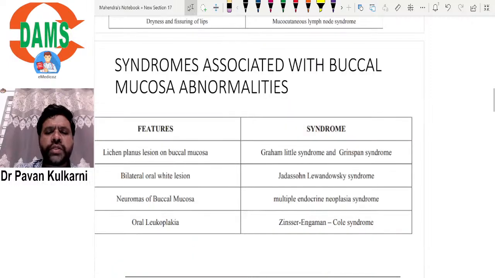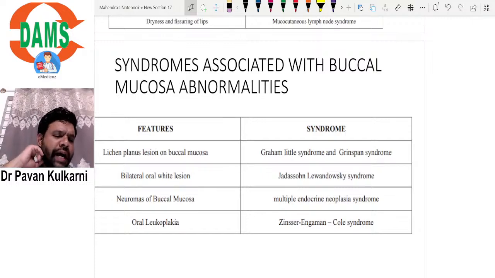Now, what are the syndromes associated with the buccal mucosa abnormality? Buccal mucosa bilateral lichen planus is associated with two syndromes. One is Graham-Little syndrome. Remember, there is one syndrome called as Graham-Little syndrome, where the patient can have bilateral lichen planus, and Greenspan syndrome. All of us know Greenspan syndrome is lichen planus plus diabetes plus hypertension. So we can see Greenspan syndrome associated with the lichen planus on the buccal mucosa.